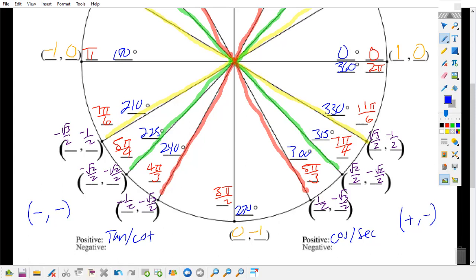Okay, but that's how you use the unit circle to find those values. As long as you know those ratios, then you can manipulate it.